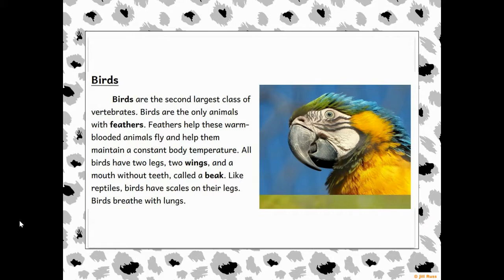All birds have 2 legs, 2 wings, and a mouth without teeth called a beak. I'll say that again. All birds have 2 legs, 2 wings, and a mouth without teeth called a beak. Like reptiles, birds have scales on their legs, and birds breathe with lungs. So let's go over that. They have feathers, 2 legs, 2 wings, a beak, and scales on their legs, plus they breathe with lungs. And of course, they're vertebrates and warm-blooded.